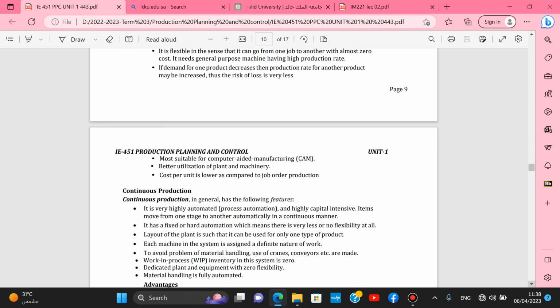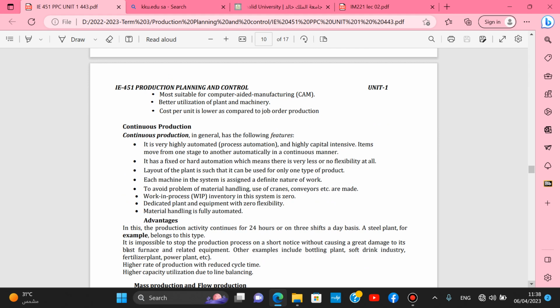It is more suitable for computer-aided manufacturing, with better utilization of plant and machinery, and cost per unit is lower as compared to job order production. The cost per unit will of course be lower, because production happens in batches. This is economy of scale, the opposite of the job, because in job you work on one product and put all your capabilities into it, so the cost per unit is higher in the job than in batch production.